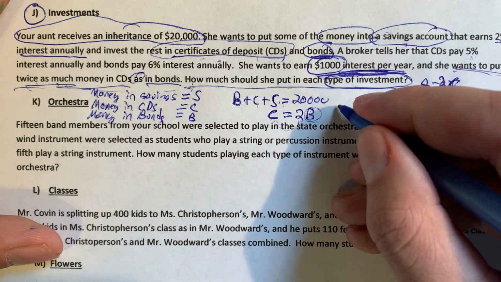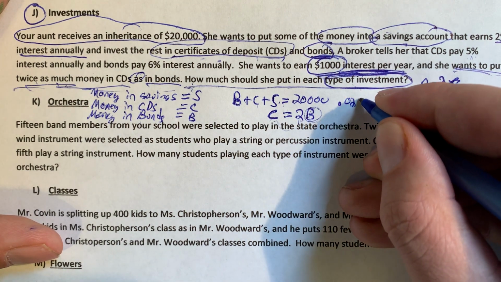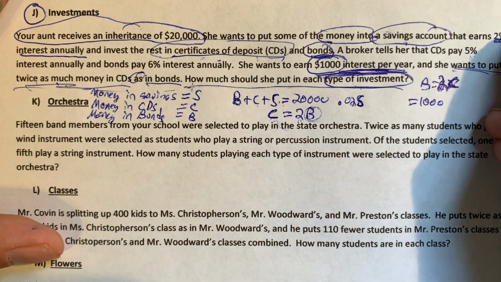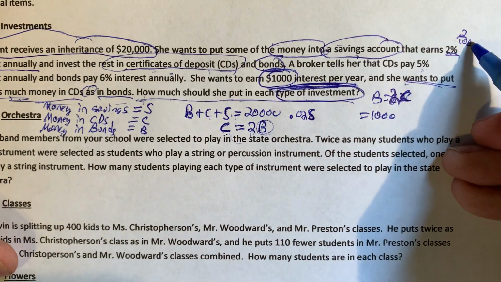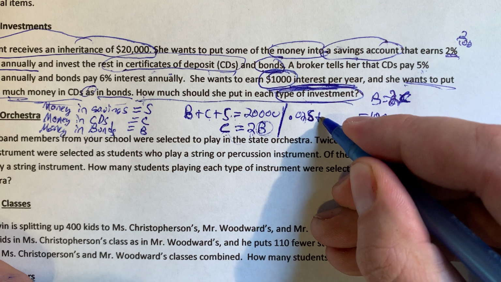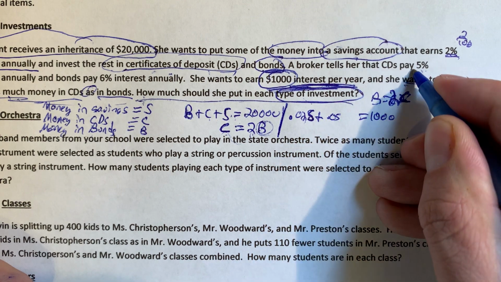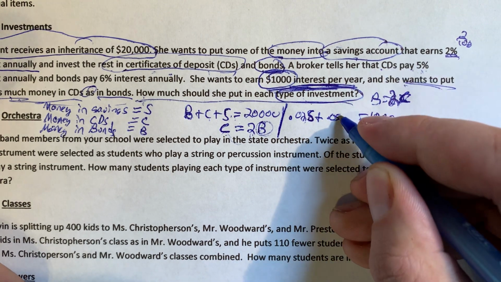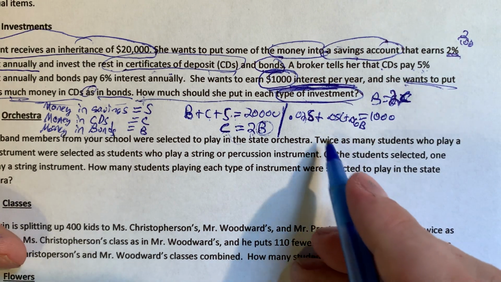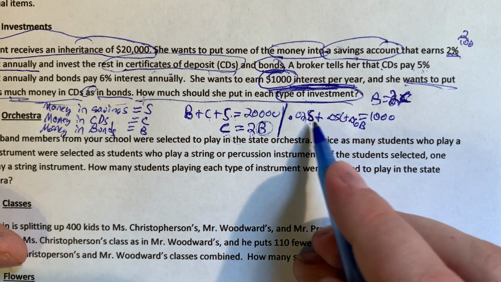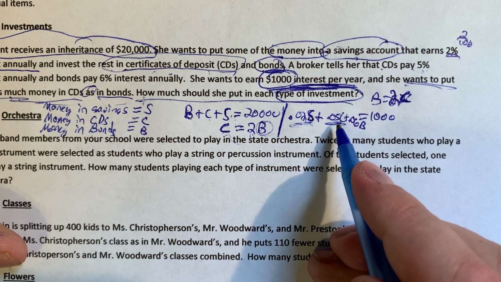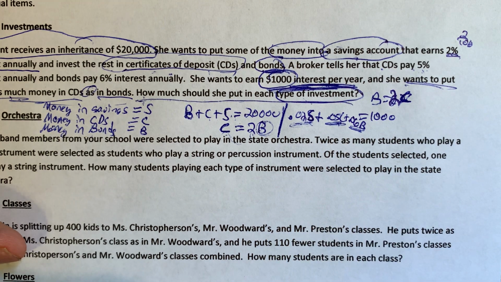What's adding up to 1,000 is 0.02 times S. However much money she puts into savings, she's going to earn 2%. That's 2 out of 100. That's how much money she's earning from the savings account each year. And she's going to earn 5% for however much she puts into CDs. And she's going to earn, oh man, this got messy, 0.06 times B. I apologize for the messiness here. So 0.02 times S is how much interest she's earning from savings by the end of the year, plus how much she's earning from CDs, and how much she's earning from bonds at the end of the year.